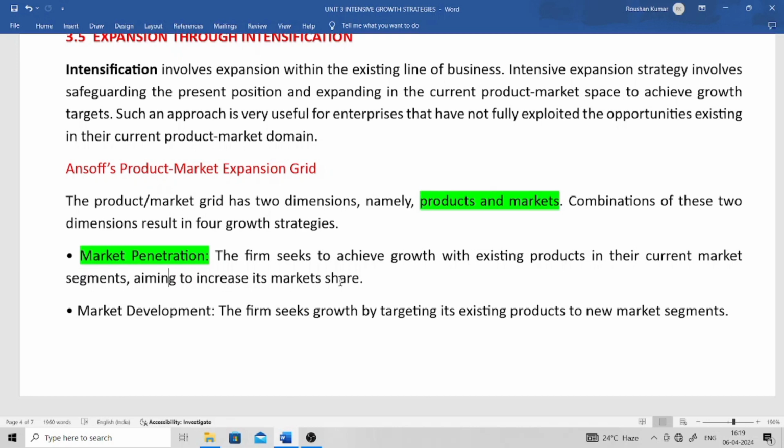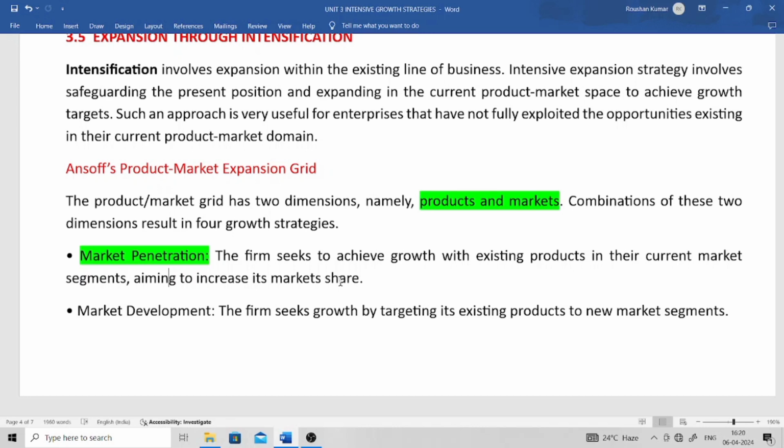Market penetration involves achieving growth through existing products in existing markets, and a firm can achieve this by motivating existing customers to buy its product more frequently and in larger quantities. That is, the firm tells the customers, now you buy more frequently in large quantities, and in that case you will benefit more. That is the way it can happen.